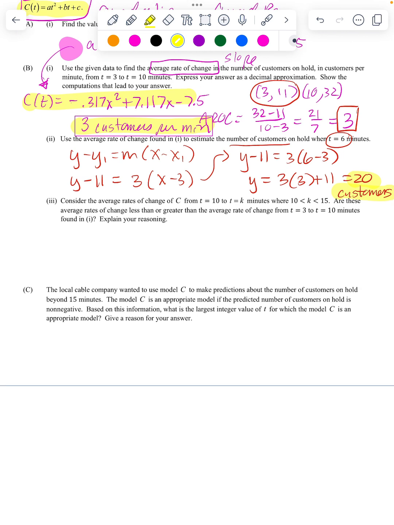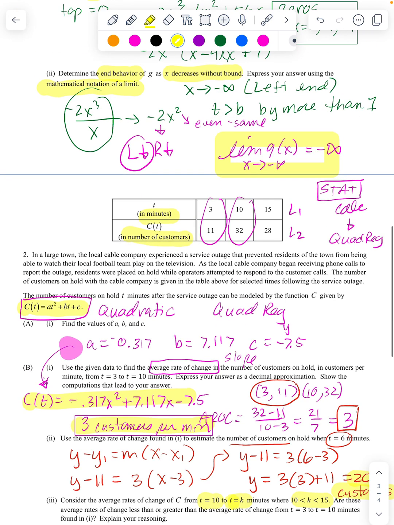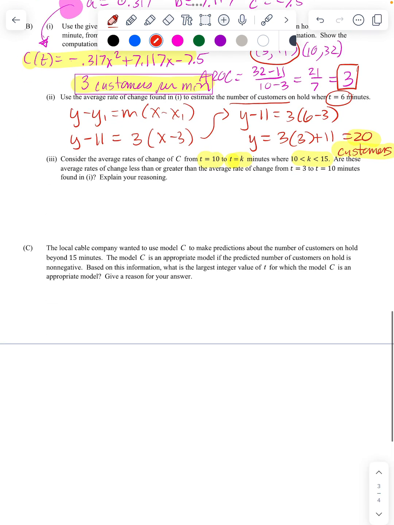All right, next part, consider the average rate of change from 10 to K in between 15. So now they're talking about something here. Our average rate of change from here to here was a positive 3. It's asking you to look at the second half of the data.